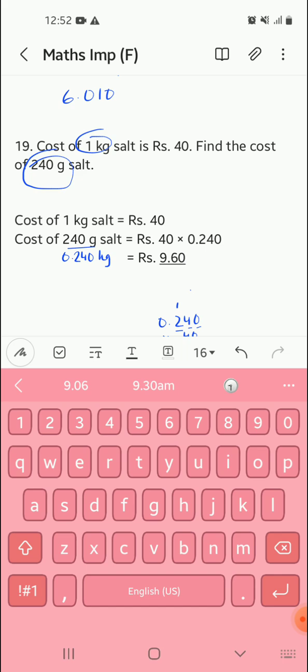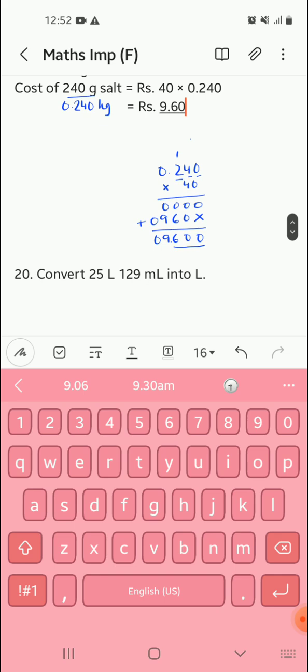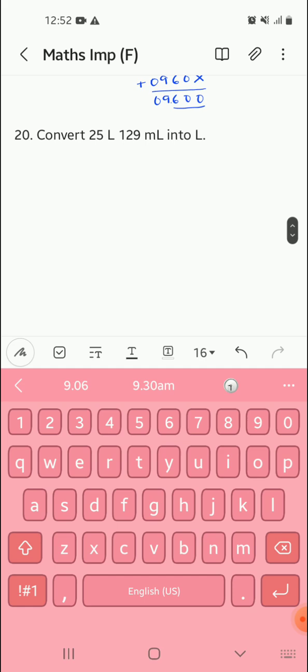You need to use your common sense whenever we have to find out anything in rupees. There has to be two decimal places only, because see, in the question there is 9.600, but the last zero doesn't really make any sense. Okay, moving on to the next question. Convert 25 liter 129 ml into liter.